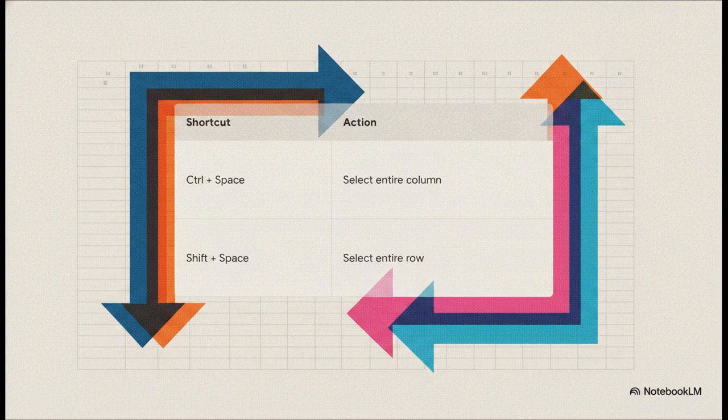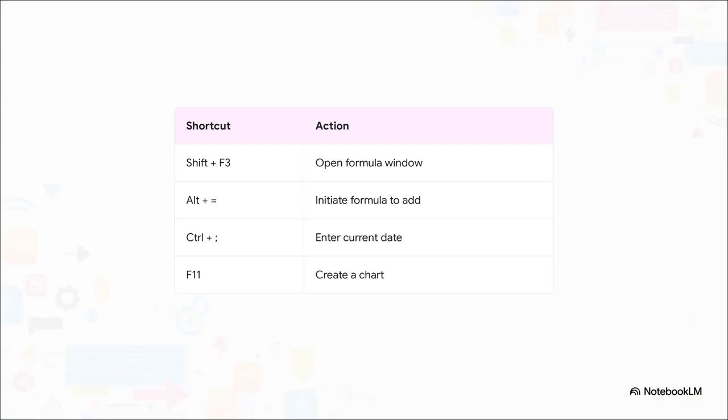If your active cell is in the column you want, just hit Control plus space, and boom, the whole column highlights. Need the row? Shift plus space grabs it all. It is incredibly satisfying to use. Picture this. You're staring down a massive ledger.